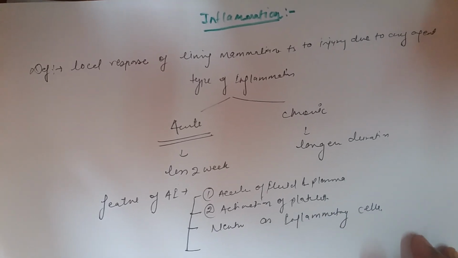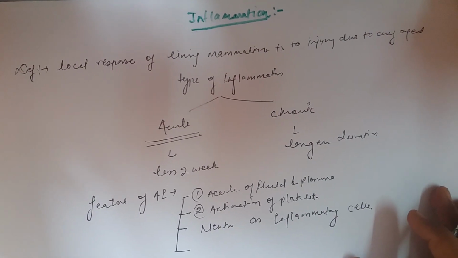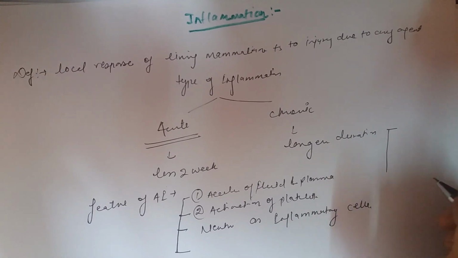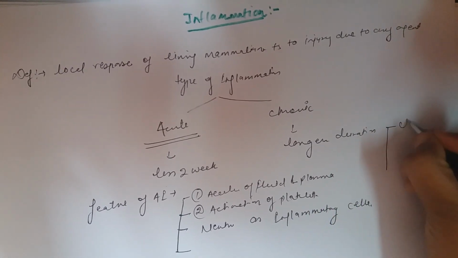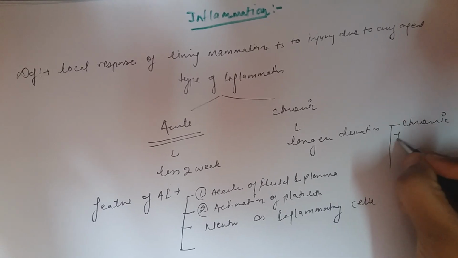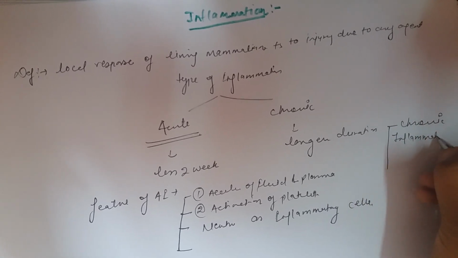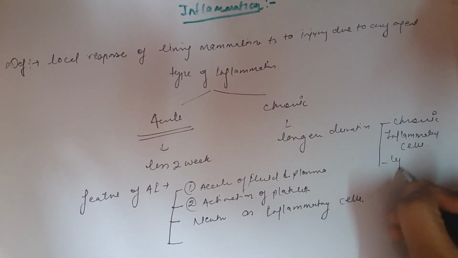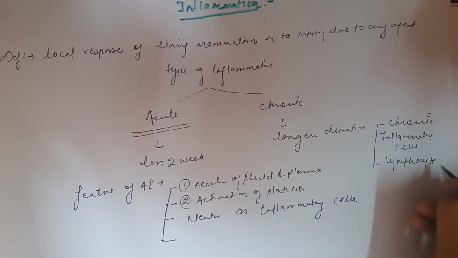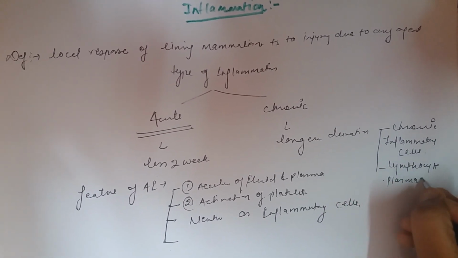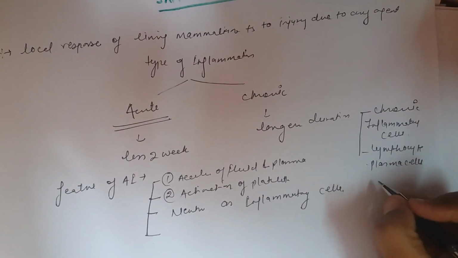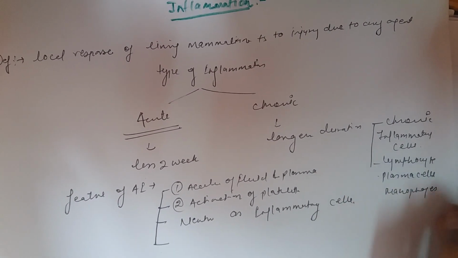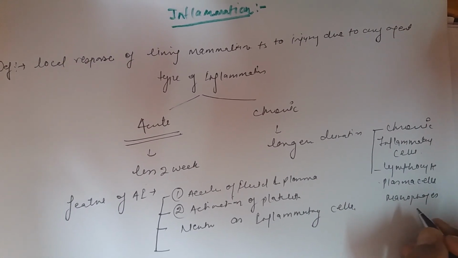Now the feature of chronic inflammation is the presence of chronic inflammatory cells, such as lymphocytes, plasma cells, macrophages, and granulation tissue formation.